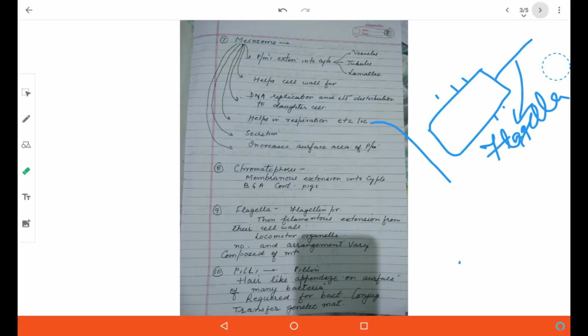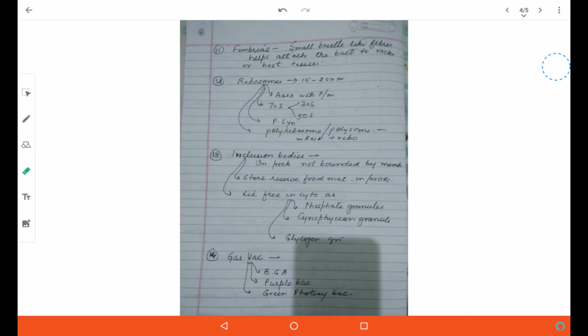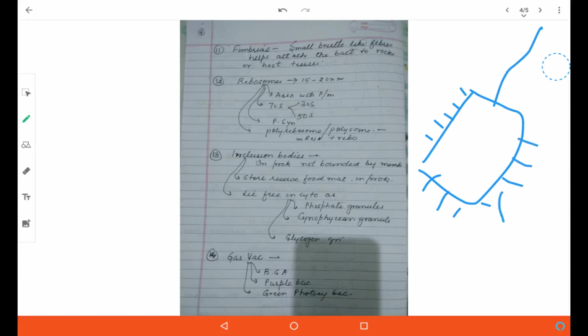Okay, then move to the next one. Fimbriae, another small bristle-like fibers. These are present all over the surface of bacteria like this. This is flagella and these are fimbriae. Fimbriae help bacteria in anchoring to the host or to the rocks, so that they don't get washed away.